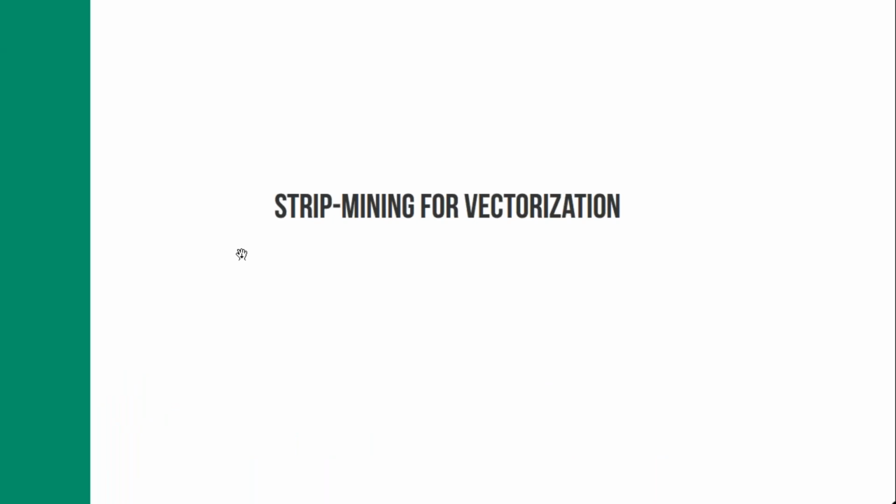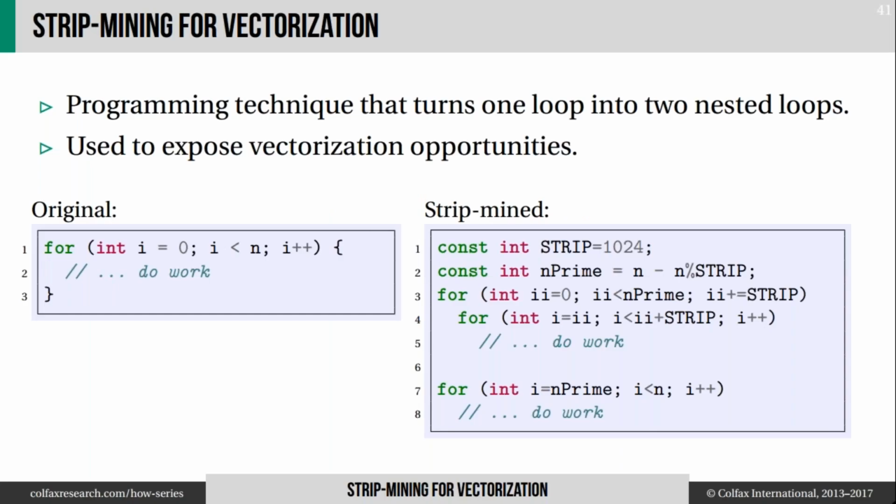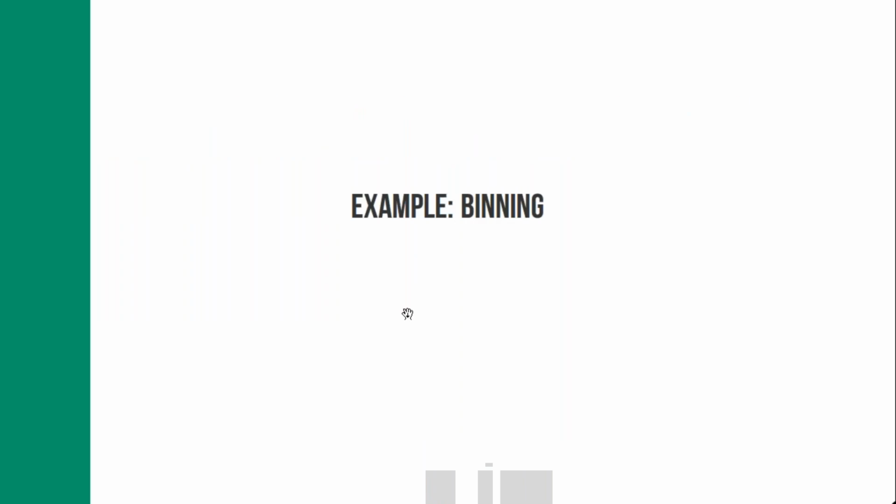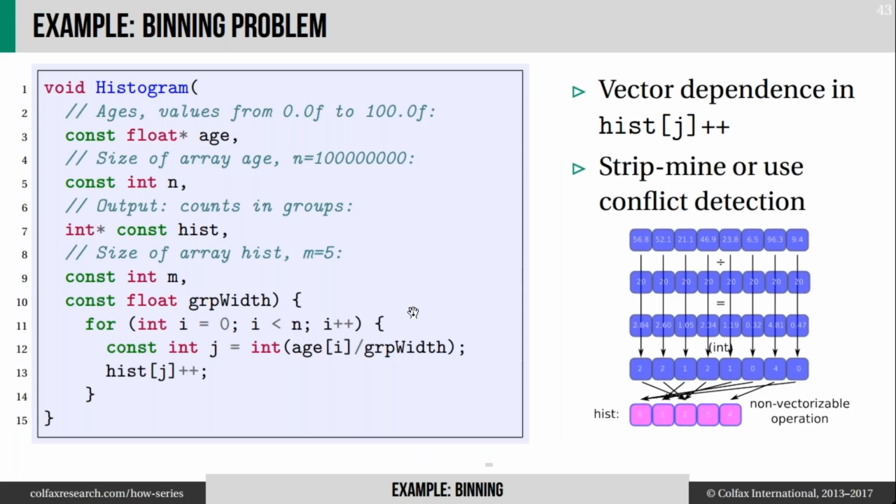The next exercise will demonstrate strip mining. Strip mining is a programming technique that you need to apply to expose vectorization opportunities. Usually, this is done to expose vectorization opportunities, but it has some other applications too. I've shown you what strip mining looks like in the lecture part, and I will now illustrate it using an example. For the example code, we are going to use binning, the binning problem.